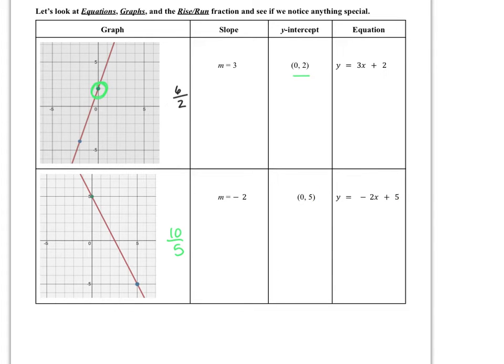So do you think you could make a prediction at this point on the rest of these problems where you'd expect to see the slope in the equation and the y-intercept in this equation? Think about that just for a second before moving on to the next page.